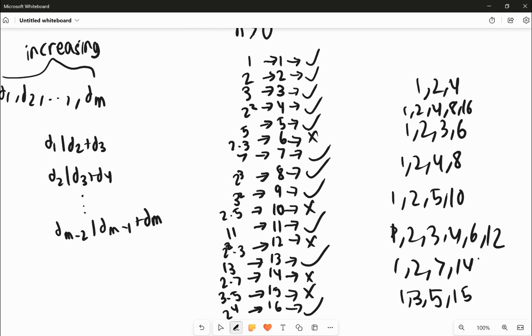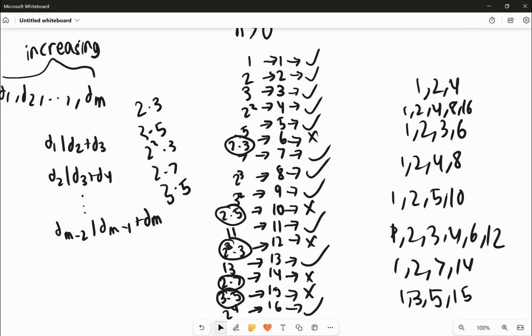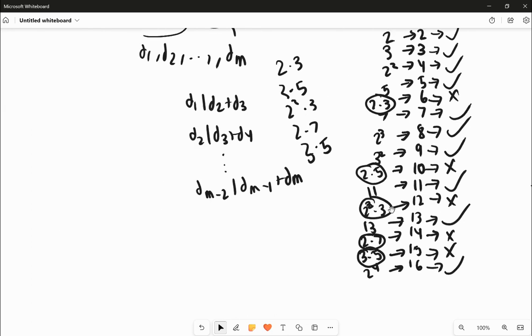And I'm going to circle the ones that didn't work. And then here's the other one and the last one. So the ones that didn't work are 2 times 3, 2 times 5, 2 squared times 3, 2 times 7, and 3 times 5. And the ones that did work are all the uncircled ones. Now what we might notice is that all of these circled numbers have more than one distinct prime divisor, and all of the uncircled ones have only one prime divisor. So that's the main conjecture that we want to prove.